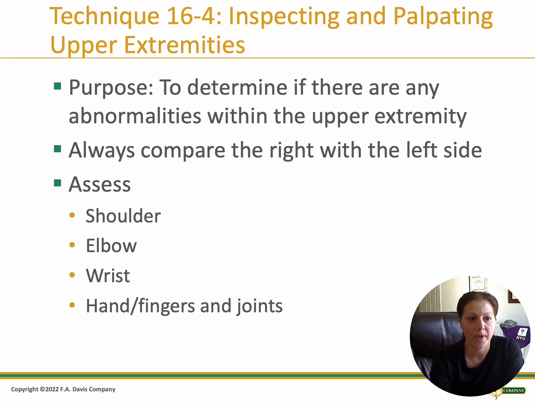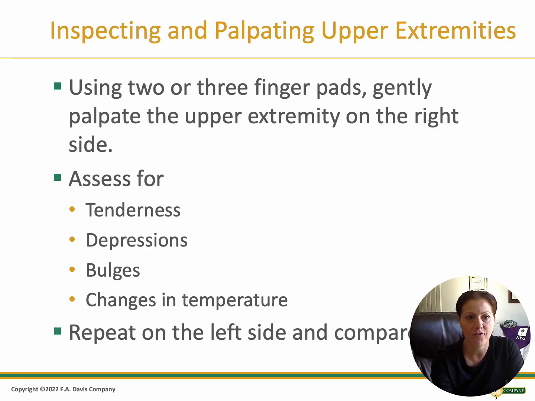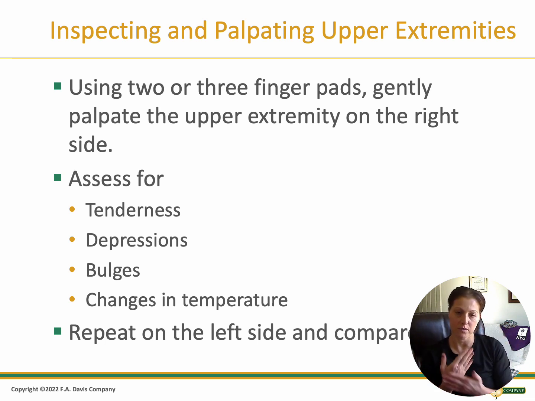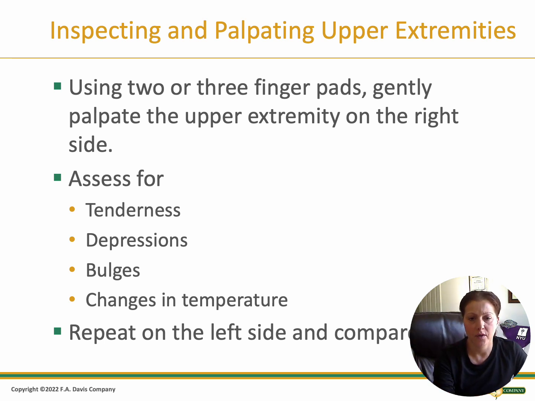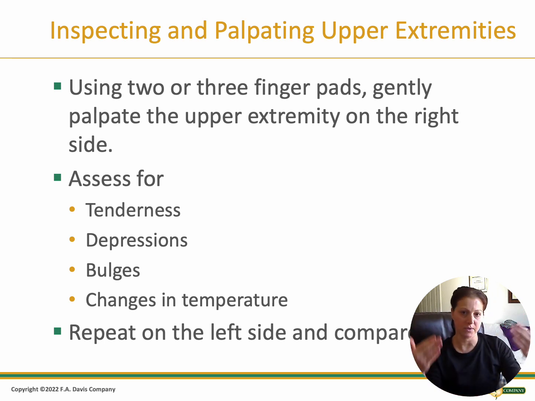We want to inspect and palpate the upper extremities, looking for any deformities. When we're talking about the upper extremities, we're talking about the shoulders, the elbows, the wrists, the hands, the joints, the fingers. We're assessing for any deformities, pain, tenderness, weakness, inflammation, bulging, changes in temperature. We're using the dorsal part of our hands to assess for temperature. And we're going to repeat on the other side. I always say you want to try to do both at the same time, so if there are changes in temperature, you'll be able to identify that.